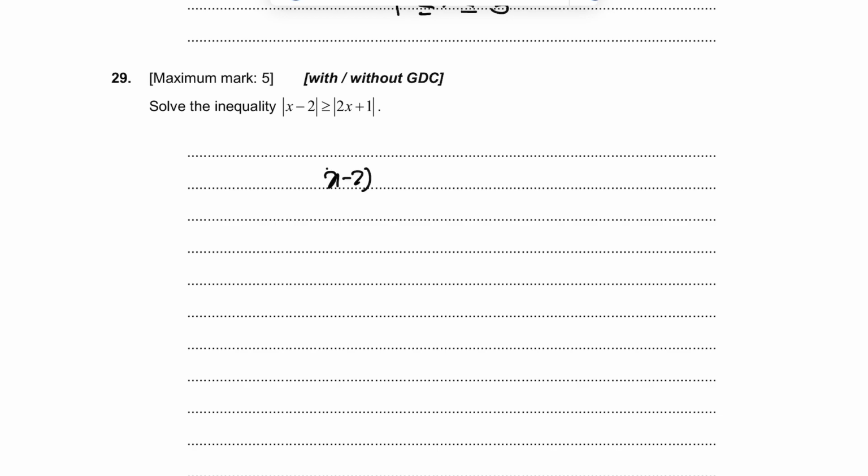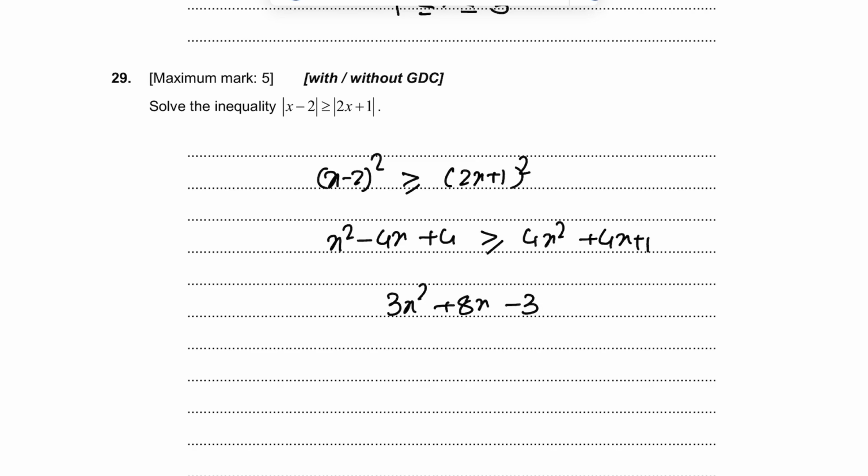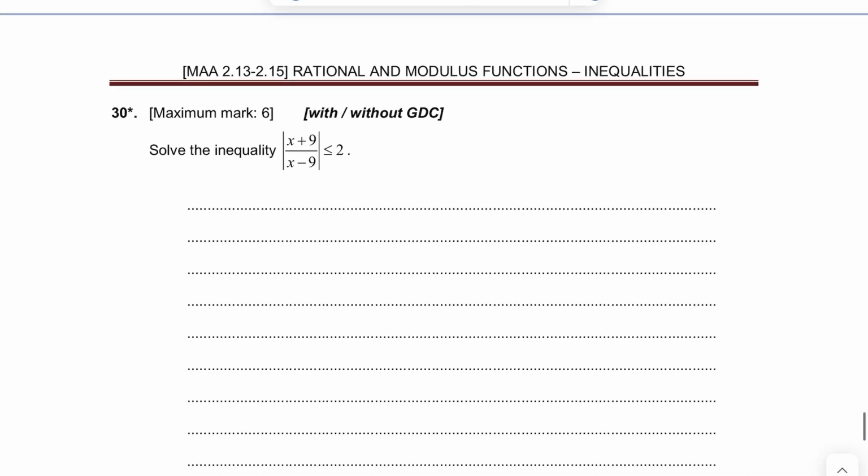Squaring on both sides, (x minus 2) whole square is greater than or equal to (2x plus 1) whole square. So x square minus 4x plus 4 is greater than or equal to 4x square plus 4x plus 1. 3x square plus 8x minus 3 is less than or equal to 0. (3x minus 1) times (x plus 3) is less than or equal to 0. So x lies between negative 3 and 1 upon 3.